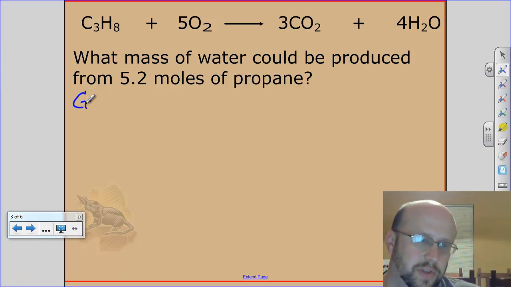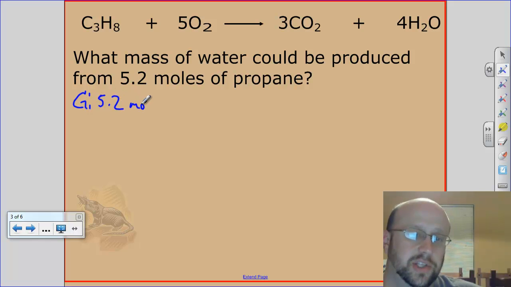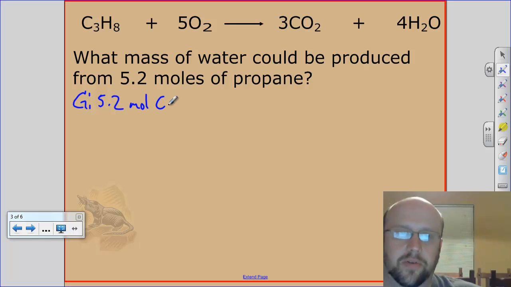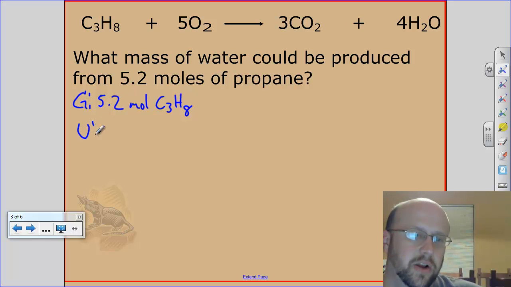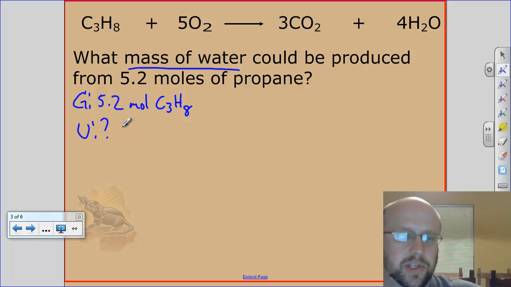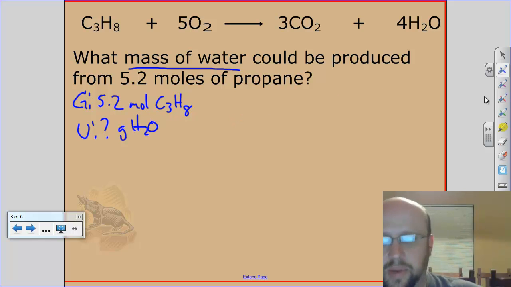Okay, so we're going to start off the same way we did yesterday. Given, you'll notice that these numbers probably even look pretty familiar from the previous lesson from vodcast 8.1. So that's my given. The difference here is that my unknown now is not in moles of water like it was yesterday or the previous lesson, but it's in grams of water. Okay, that's going to make a little bit of a difference.